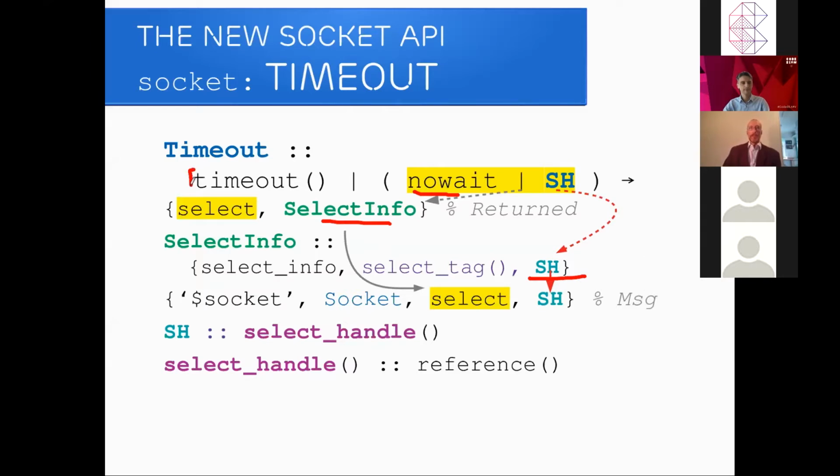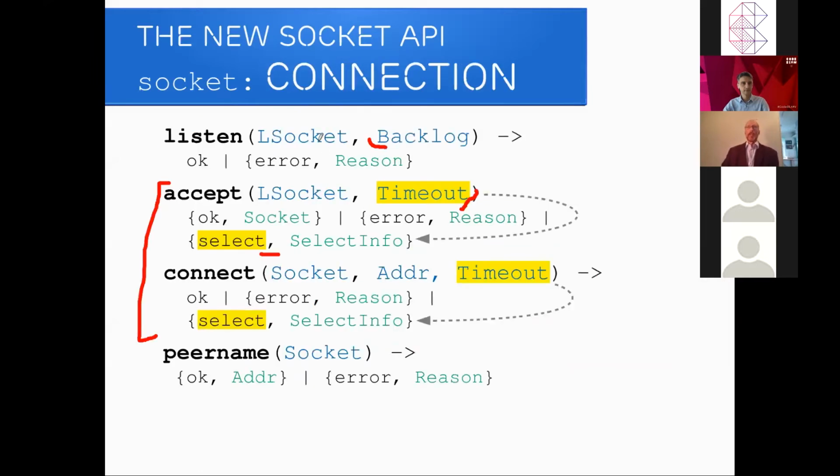Timeout in itself may be a timeout in milliseconds or infinity. The default is infinity, and when I say default, I mean that all functions come in a variant without a timeout argument, and then it's infinity that is the default.